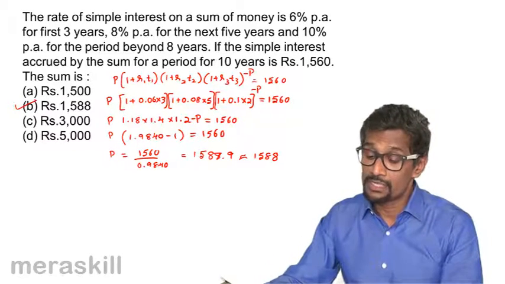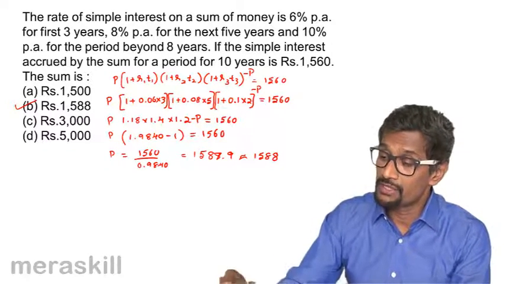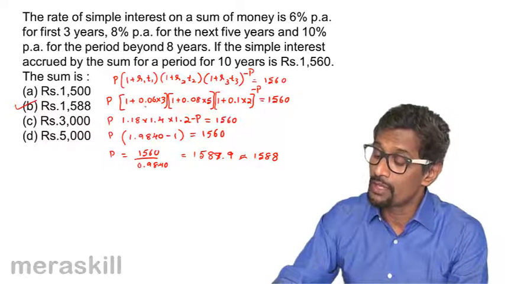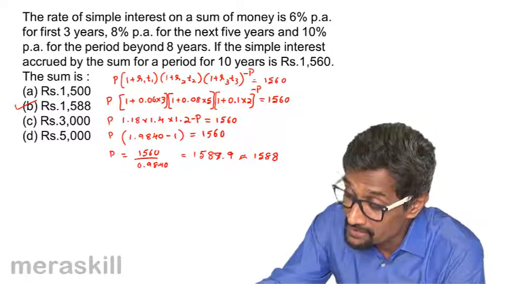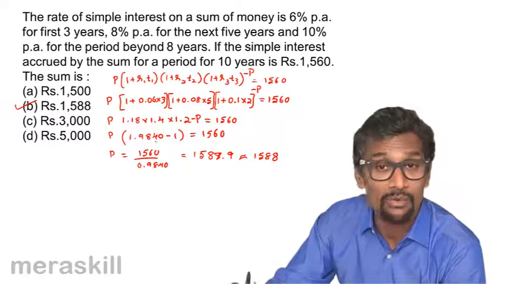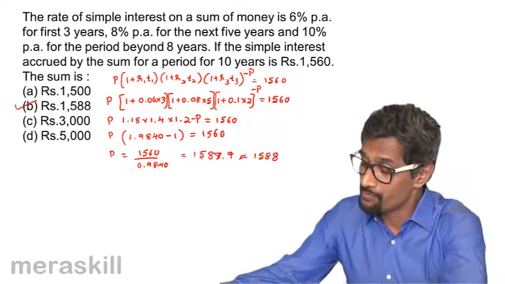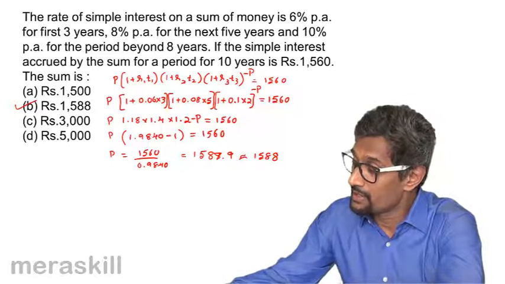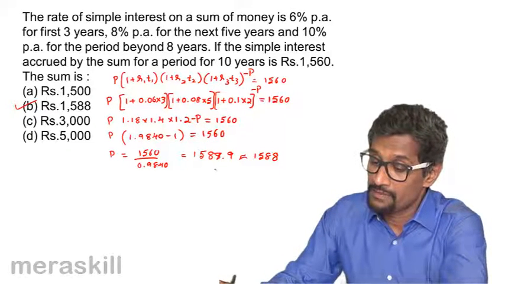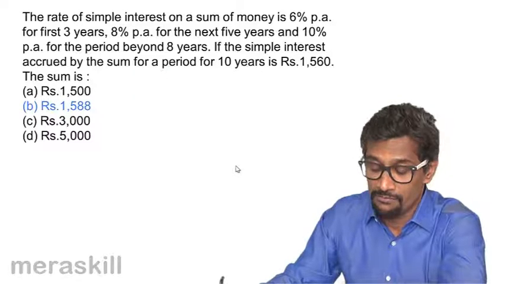So here you have a tendency to make a mistake. So it's P into 1 plus this part minus P has to be done. So you take P out as a common factor and you get 1.9840 and hence we get it accordingly. Alright. 1588.